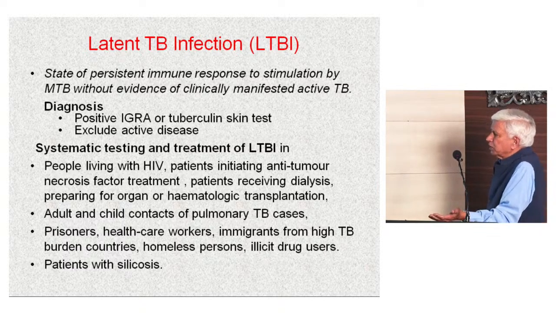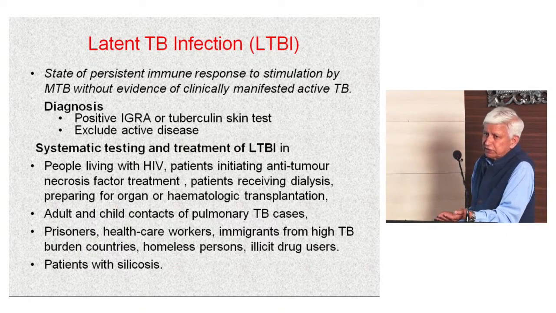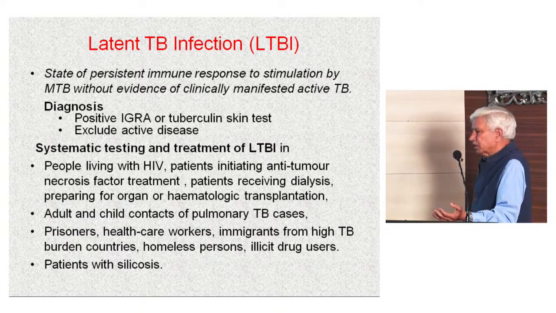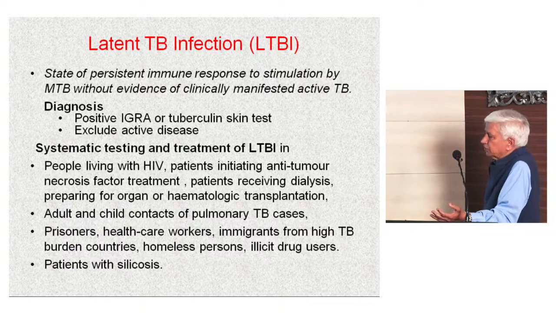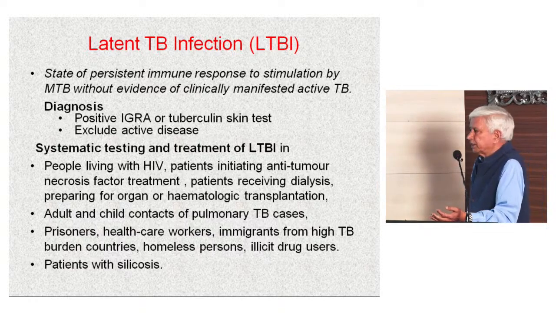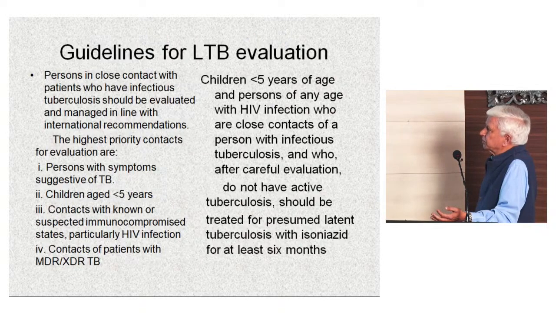This is somewhat variable. Adult contacts of pulmonary tuberculosis are generally not necessarily treated in this country. But children, yes, you see, if it is a newborn, it should be treated. There is also a recommendation that people in crowded facilities or where they cannot take care of themselves, prisoners, then healthcare workers who are exposed constantly, immigrants from high TB burden countries, homeless people, and illicit drug users. You see, these are the patients who need latent tuberculosis treatment.